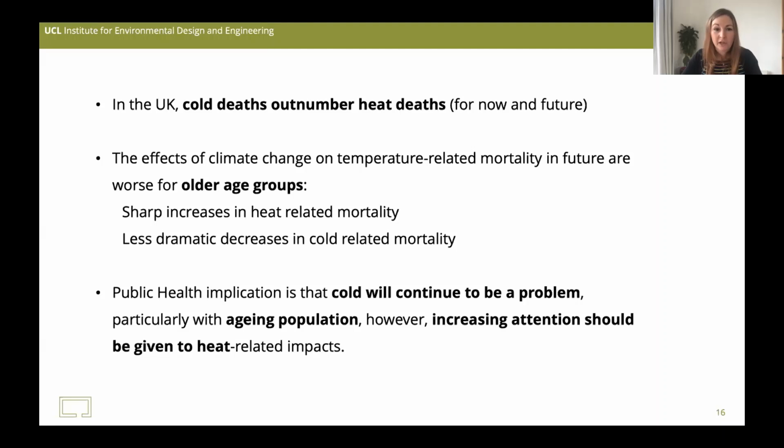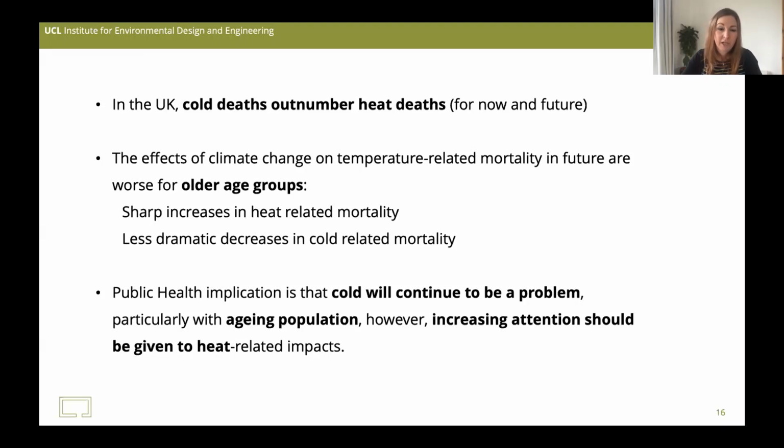So we thought quite hard, and the public health implications for this kind of work is that cold will continue to be a problem, and we certainly can't neglect the impacts of cold, particularly as we have our ageing population in the UK. However, we should focus increasing attention on heat-related impacts.